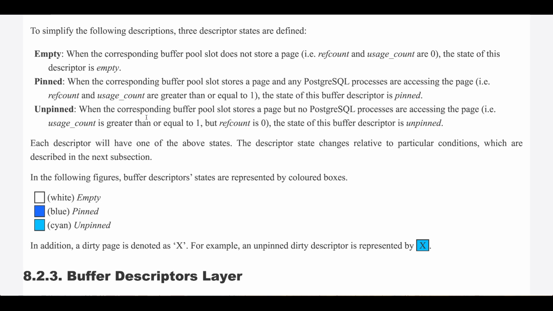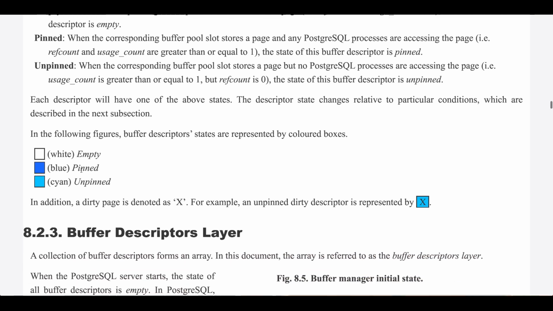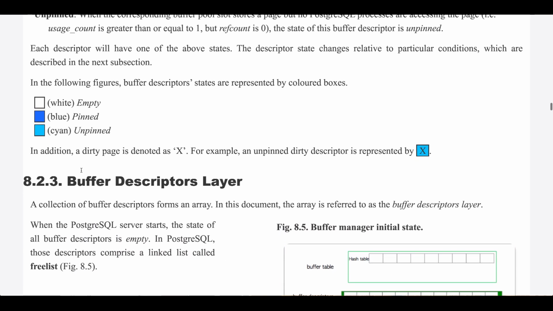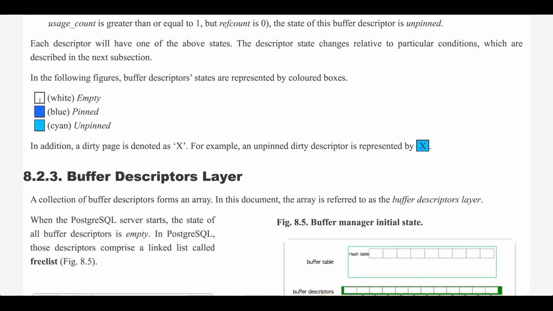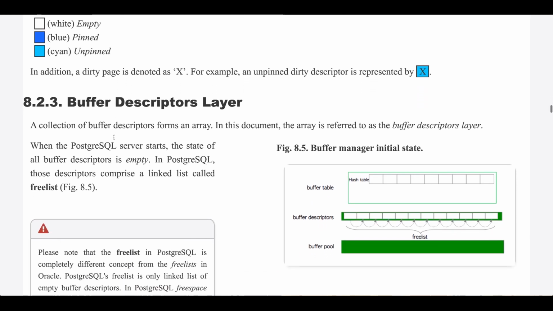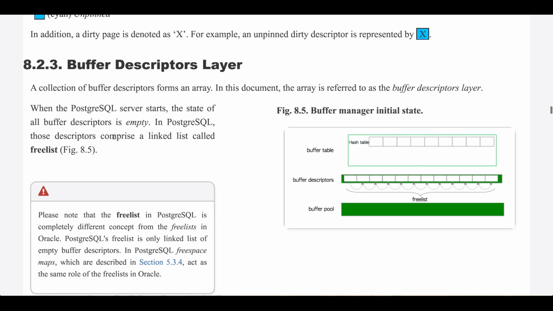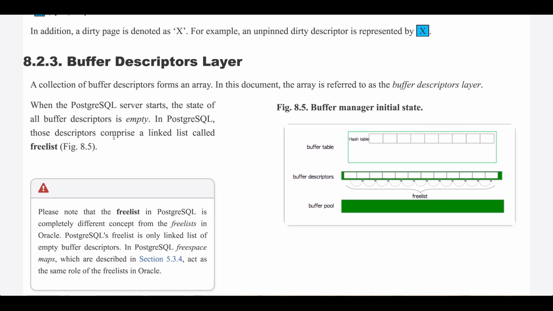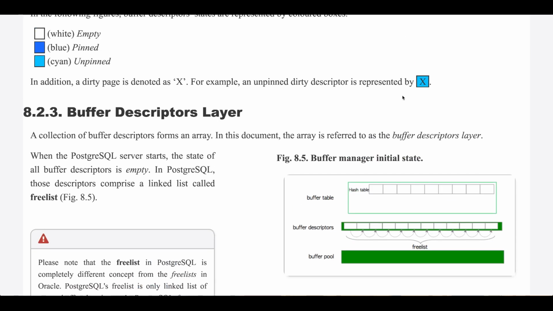Each descriptor will have one of the above states. The descriptor state changes relative to particular conditions, which are described in the next subsection. In the following figures, buffer descriptor states are represented by colored boxes. A white box means empty, a blue box means pinned, and a cyan box means unpinned. In addition, a dirty page is denoted as X. For example, an unpinned dirty descriptor is represented by a cyan box with an X in it.